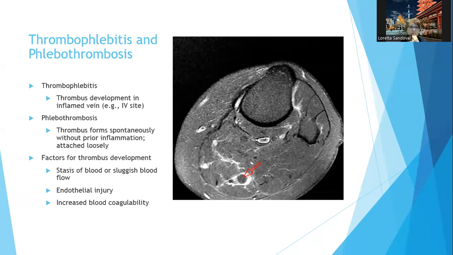So the factors for thrombus development are stasis of blood or sluggish blood flow. Like we talked about the effects of immobility, blood stasis is one of them. So if you're immobile, that can be a factor for thrombus development. Endothelial injury, or increased blood coagulability. So if your blood is thicker, it's more viscous, it's more sluggish, and then you're immobile, you're setting yourself up for clot formation.